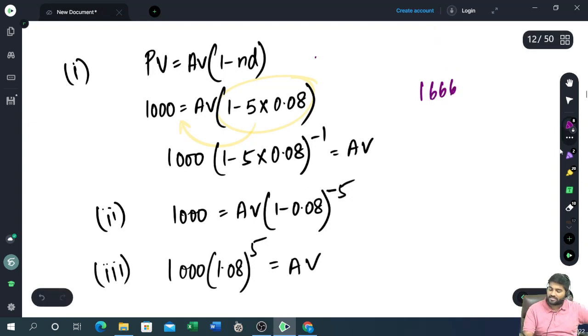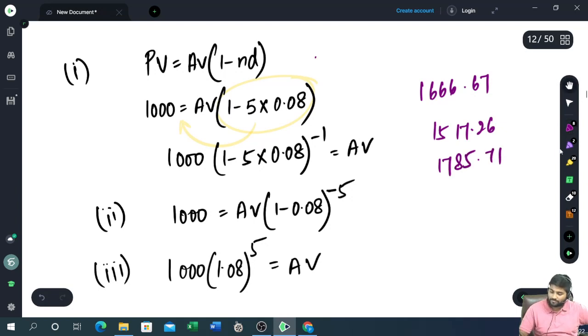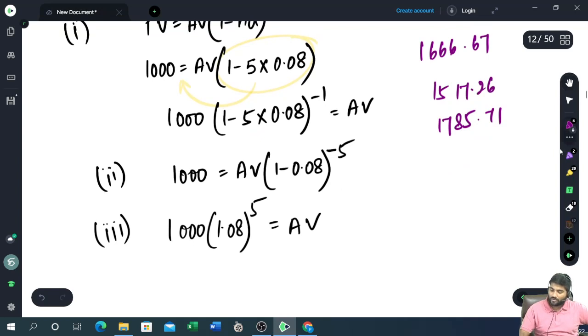The answers are 1666.67, then 1517.26, then 1785.71.